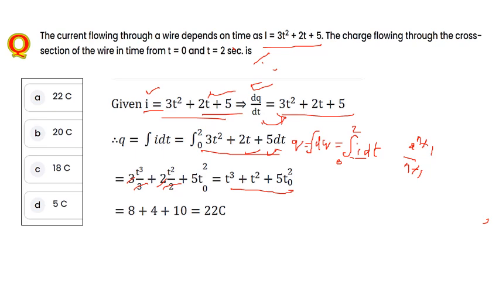If t equal to 0, all three terms become 0. Only t is equal to 2, you just substitute here and add all these values. What you are getting, that answer here is 22. C is nothing but Coulomb, because what you are getting here is total charge flow. That's what they are asking. This is not the current. They are asking about Q, and the unit is Coulomb. So the answer here is 22 Coulomb.